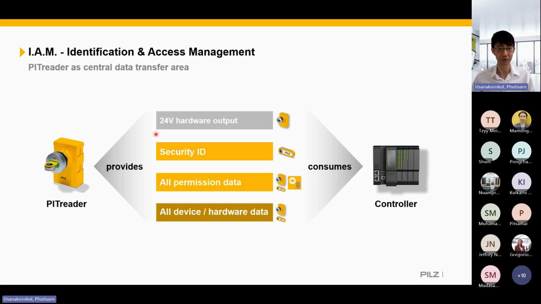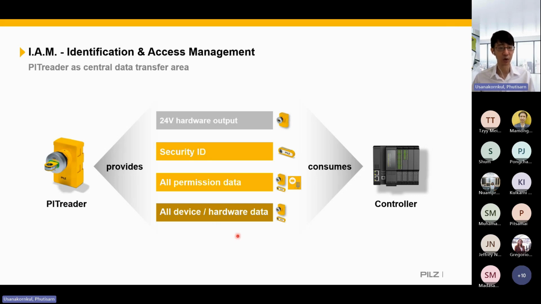So we have the 24 volt digital output, safety digital standard digital output that can be used to trigger that. So if this key is authorized to do something, then it can send out the output. With the information from the key, the PID reader can read the ID, the permission data, etc.